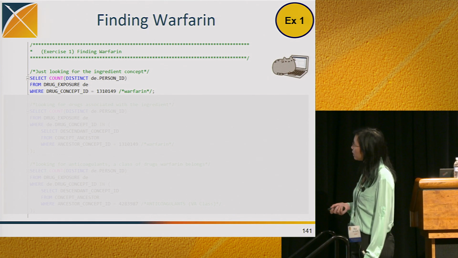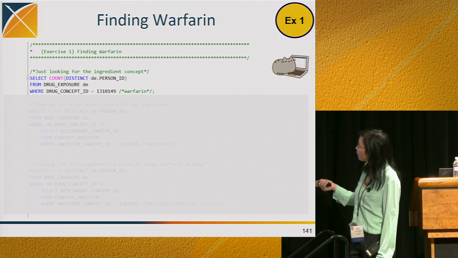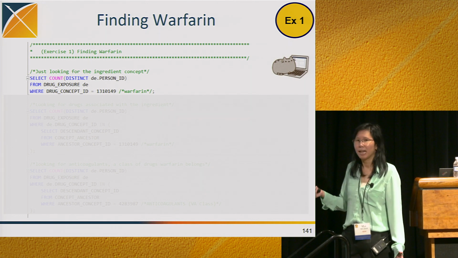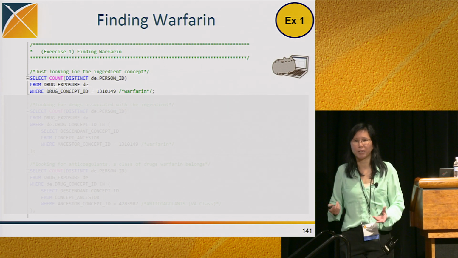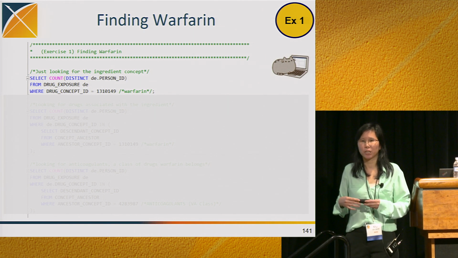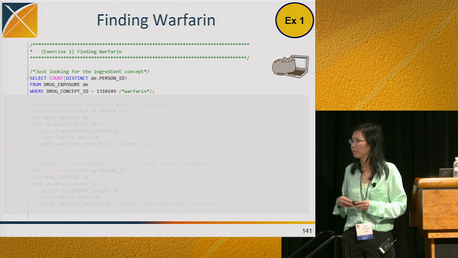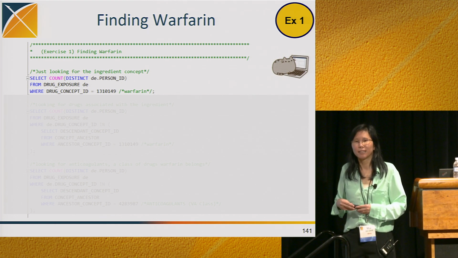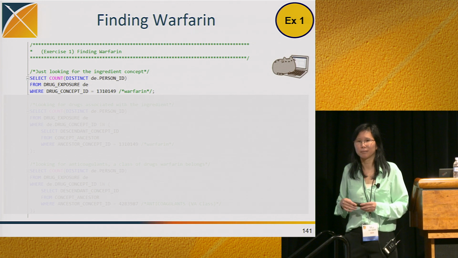Okay, so the first thing we're going to do is, if you do this, we're looking for the ingredient concept, right? So select my distinct list of patients from the drug exposure table where drug concept ID equals warfarin. Anybody want to take a guess on how many patients I'm going to find? Looking for the ingredient of warfarin. There's really only one answer. Doesn't matter how big the data is.